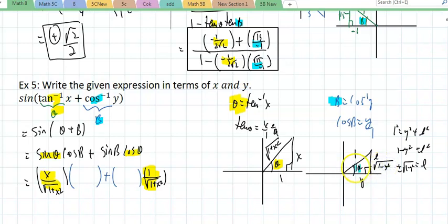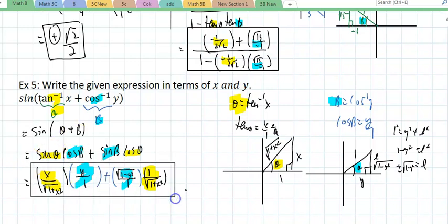And what I need, cosine is the adjacent over the hypotenuse, and sine is the opposite over the hypotenuse. That's good enough. You could leave it like that, I don't mind. And that pretty much concludes this section.